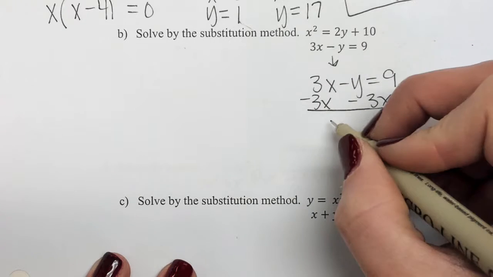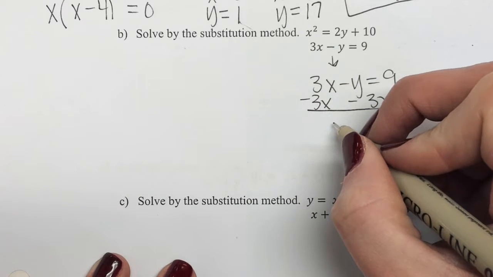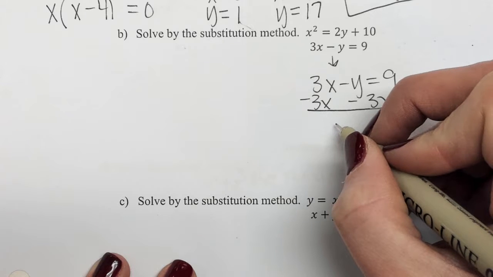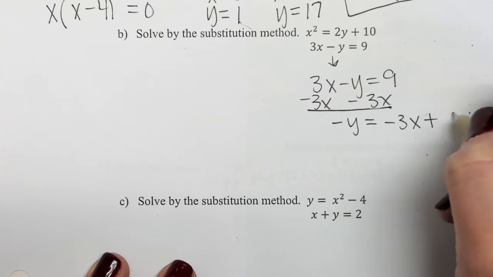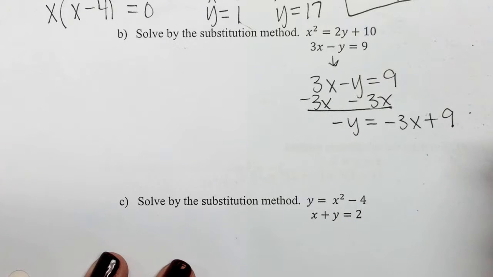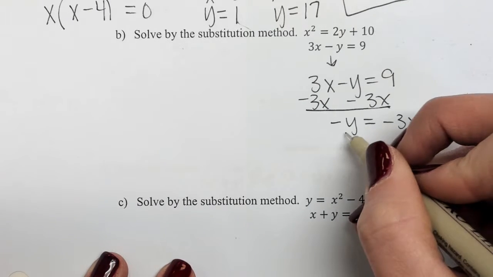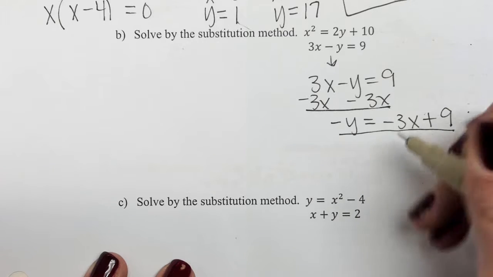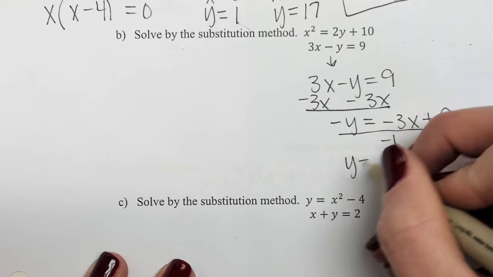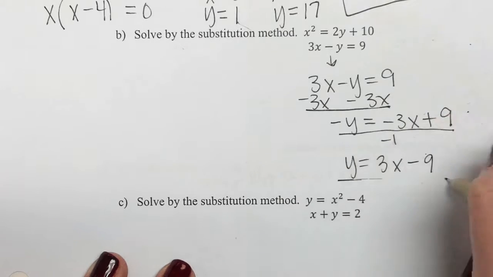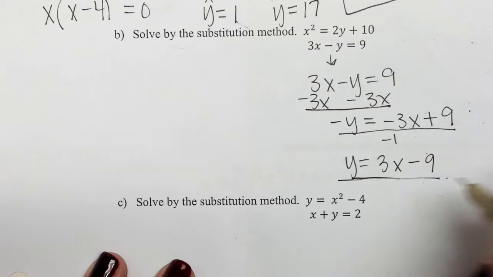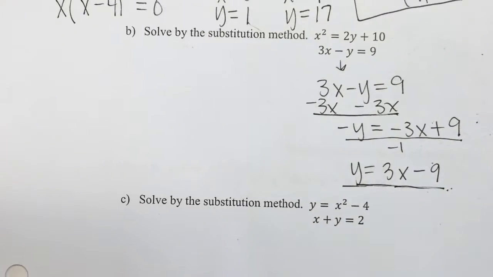So tell me what that would give me. What do we have on the left side? Negative Y. Good. Equals. And then Brandon, what do we need to do here? Yes, divide everything by negative 1. So Y equals 3x minus 9. Very good. Alright, there's Y. We have solved for it. It's by itself.